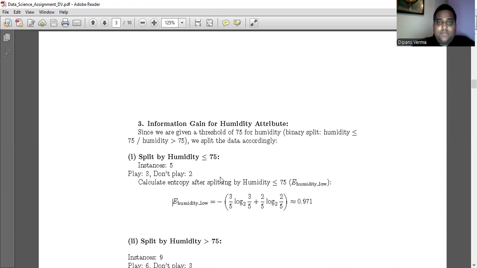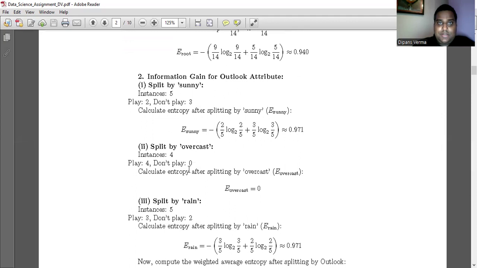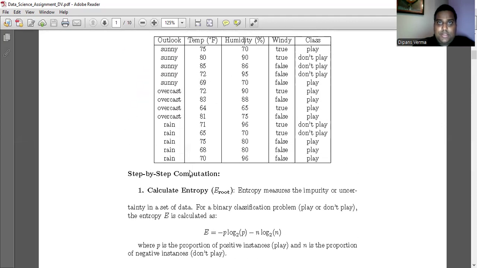We can get the information gain for the humidity attribute, and here we have the restriction that humidity should be either less than or equal to 75, or humidity is greater than 75. That means humidity less than or equal to 75 we can consider as low, and greater than 75 means humidity is high. If you are considering less than 75, you can again check: instances is 5, play is 3, and don't play is 2. Now you can ask the question, sir, how are you getting this 5? Okay, so I will go to the table and show you how less than or equal to 75 is 5.